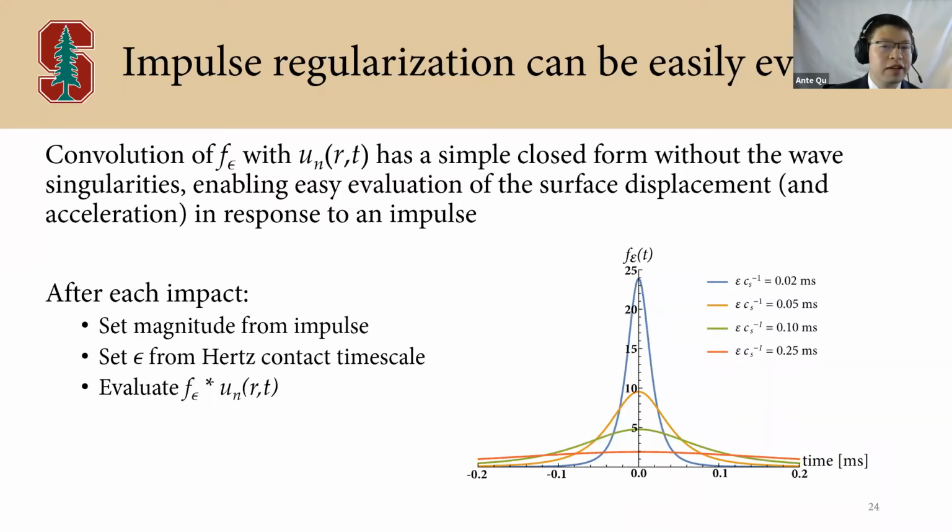So our function f has a simple closed form convolution with the Pekeris solution, u_n, and it eliminates the problematic singularities. This allows us to easily evaluate the surface acceleration after each impulse. Basically, after we have an impact, we set the magnitude from the impulse and the epsilon from the Hertz contact timescale of this impulse. And we can evaluate the convolved expression f convolved with u.